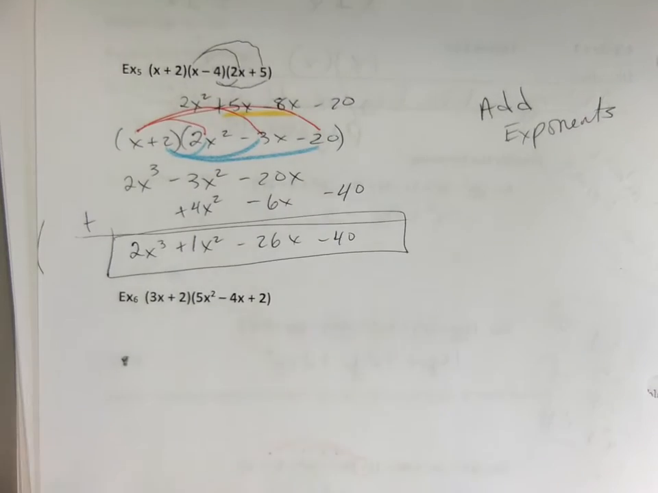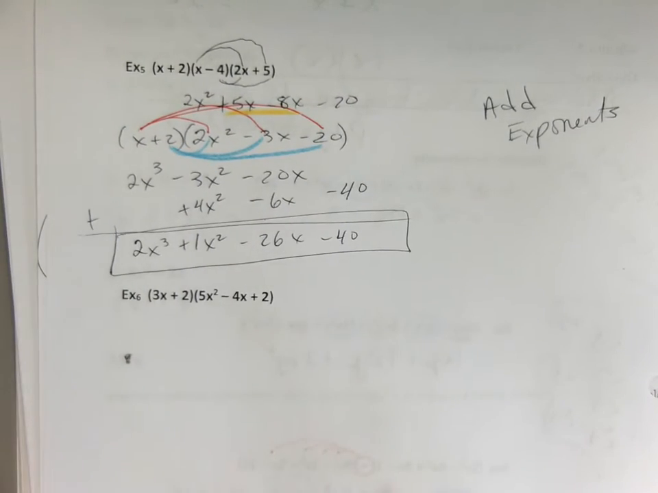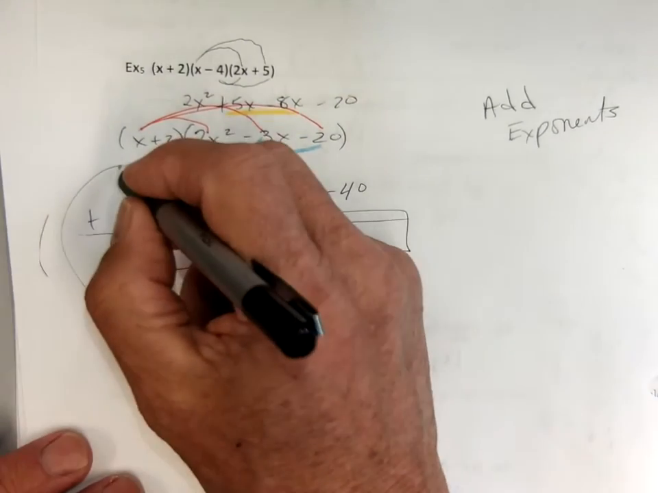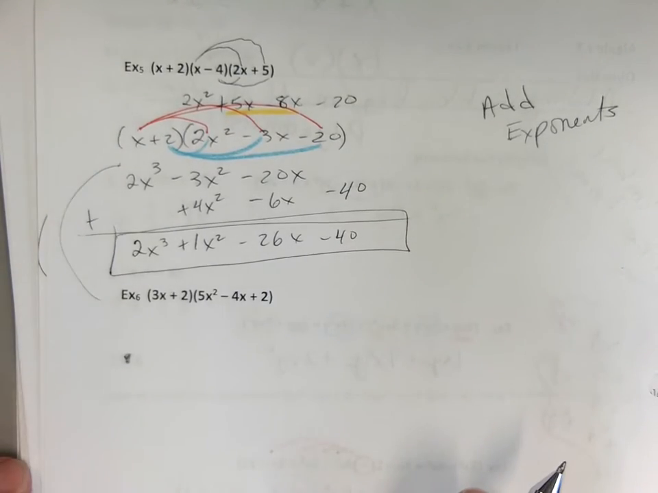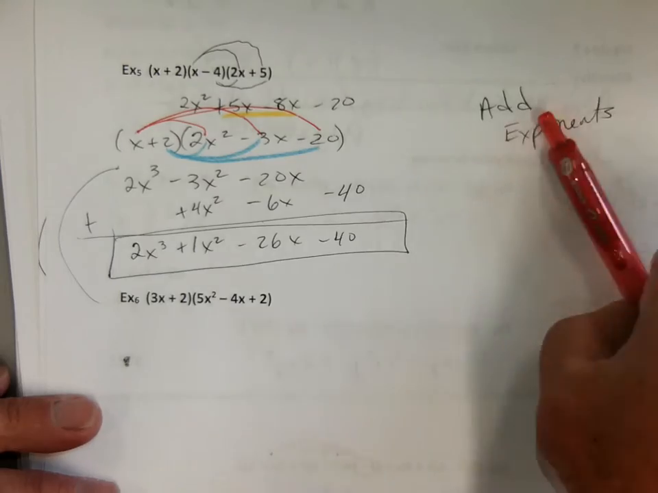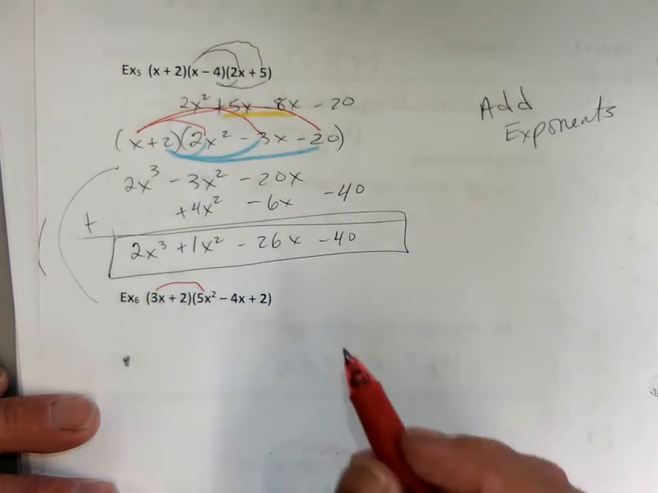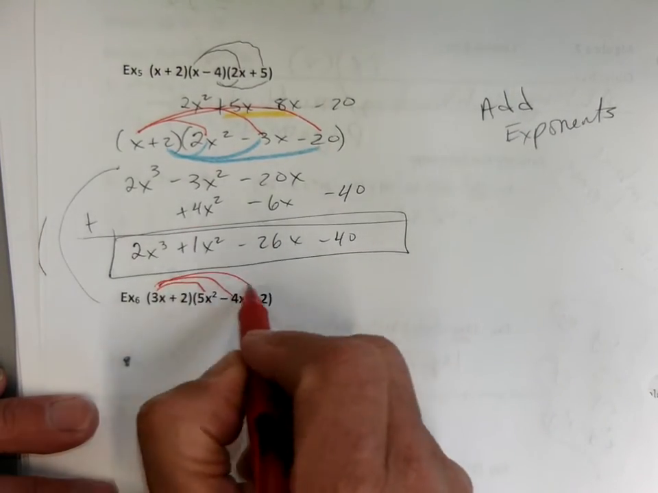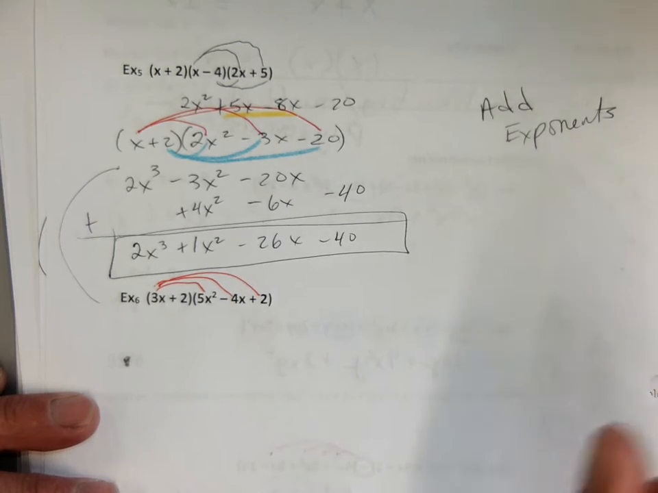Okay, now, number 6 really isn't that bad. It's kind of like what we just did. It really is just like what we just did. So I'm going to take first, and I'll multiply the 3x times the 5x squared, 3x times the 4x, and 3x times the 2. I'll do that first, okay?